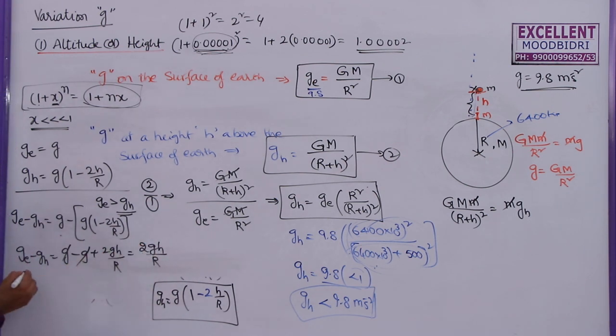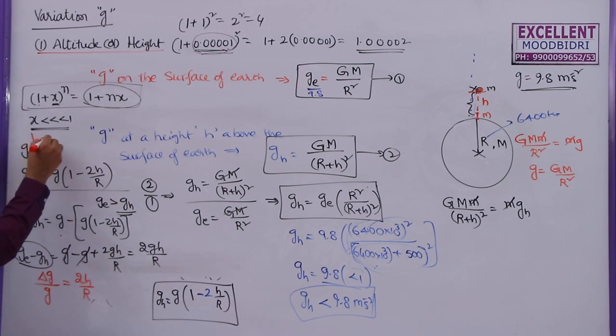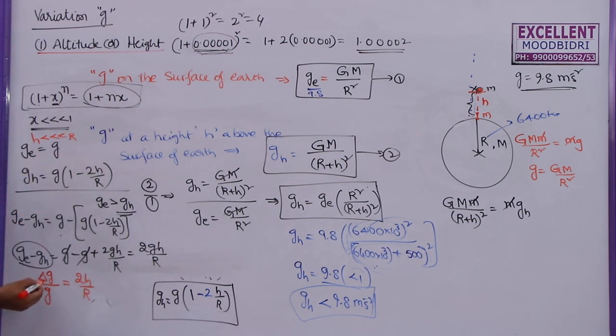You bring this g here. This is the change in g value, which you can write as delta g by g, and when you bring this g here, this will become 2h by r. Remember student, this is only if h is much lesser than r. So this is called change in small g by original value. This is called fractional change in small g, which is equal to 2 times the height of the body above the surface of earth by radius of earth.